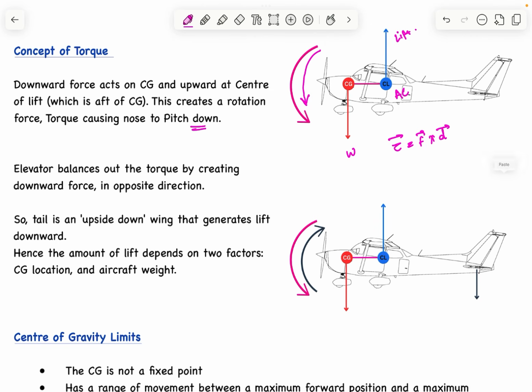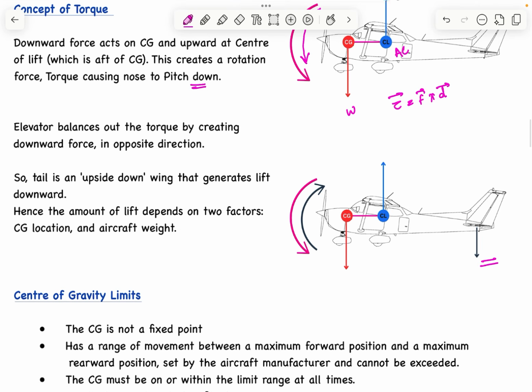Now to balance that, the elevator creates a force in the opposite direction. In this way, it acts as an upside down wing that generates lift downward. As you can see in this picture, the black arrow shows the opposite torque that is created, and it balances the initial torque that was created by the center of gravity. In this way, the lift depends upon the CG location and the aircraft weight. The torque is again given by the formula force cross displacement.